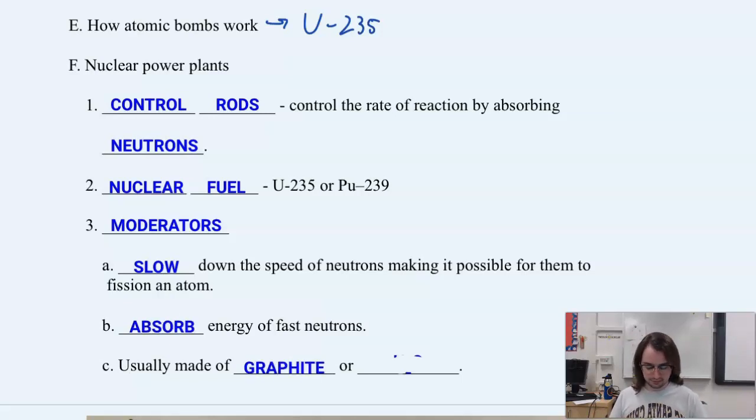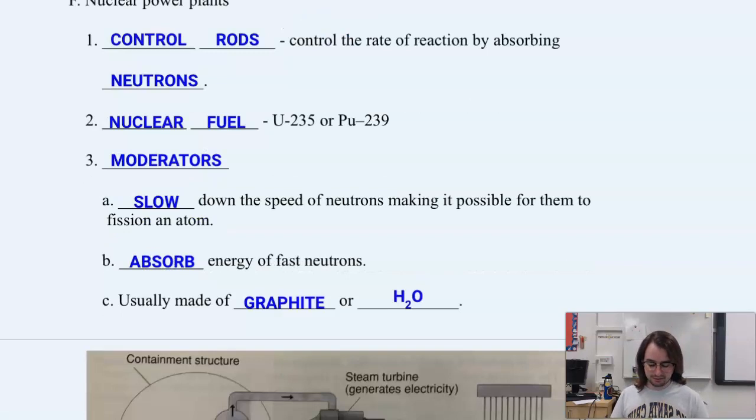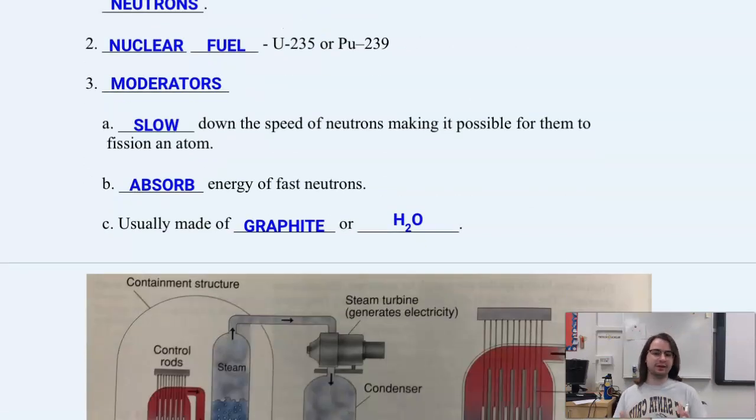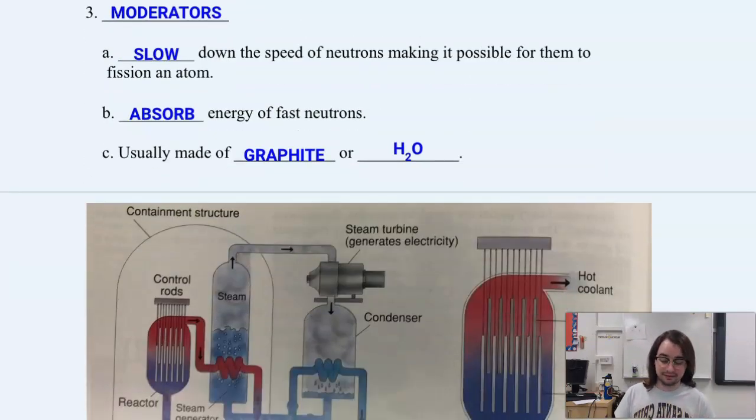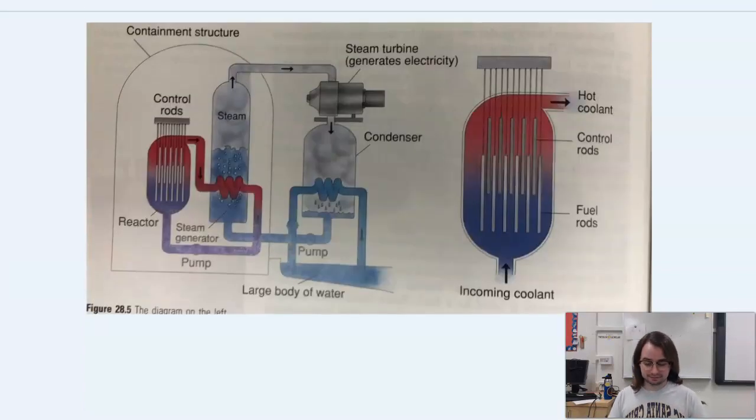and they absorb the energy of fast neutrons, and it's usually something like graphite or water. So there's a diagram in your book that actually has a really good example of how a nuclear reactor works. It looks like this. So notice inside the reactor here we have these rods. These are the control rods that are inside the reactor. So that's where the reaction is occurring, and the control rods are controlling the rate at which the neutrons are colliding with one another.